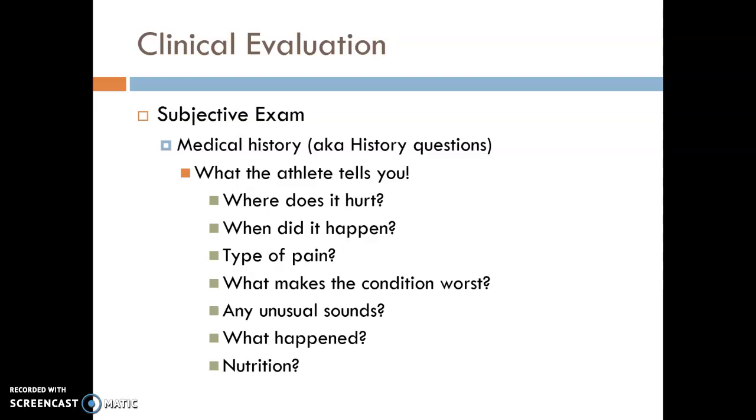So where does it hurt? When did it happen? Was it recent? Is it chronic? What type of pain are you feeling? So it could be dull, it could be achy, sharp, stabbing, tingling, or feel like pins and needles. What makes the condition worse? What makes it better? Any unusual sounds that you're hearing like pops or clicks? Do you remember what happened? How's your nutrition? How's your hydration? How are your sleeping patterns? Really, we're trying to get a full picture of the athlete, not just ask specific questions about their shoulder that's hurting, making sure we get the full image for that athlete.